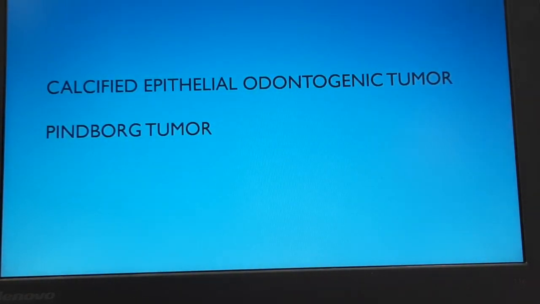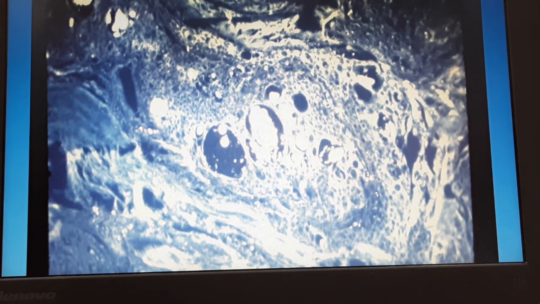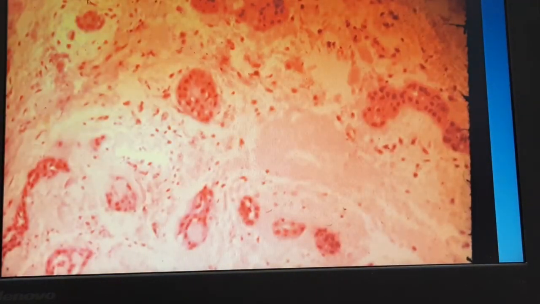Calcifying epithelial odontogenic tumor, also called Pindborg's tumor. You can see the darkly stained nucleus that is present, and you can see the ghost cells, and you can find hardly any inflammatory cells there. Some special stain. You can see the multiple nuclei that are present here.